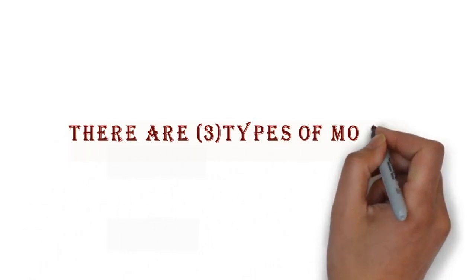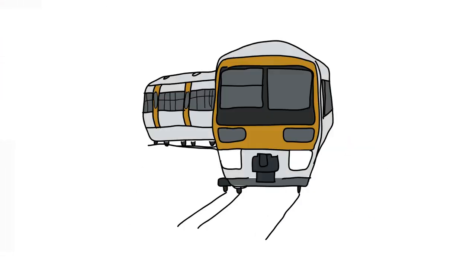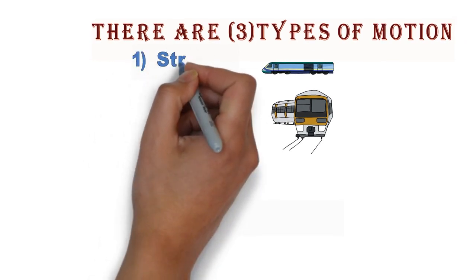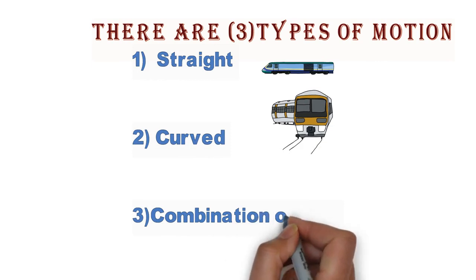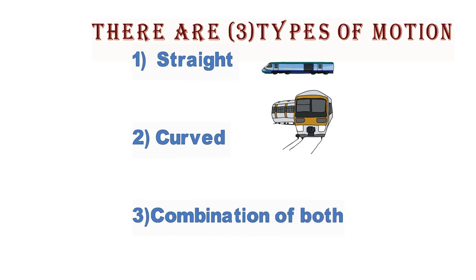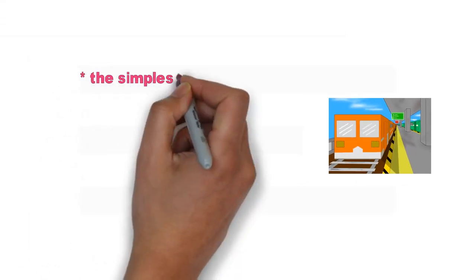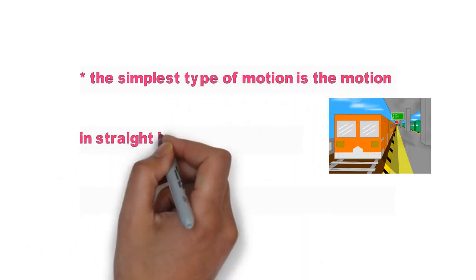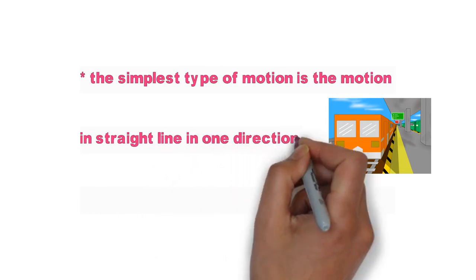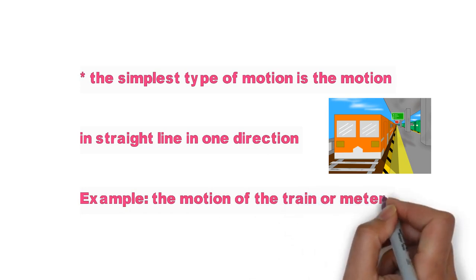There are three types of motions. First one, straight motion. Second, curved motions. And the third, of course, a combination of both. The simplest type of motion is the motion in a straight line in one direction, for example, the motion of the train or metro.